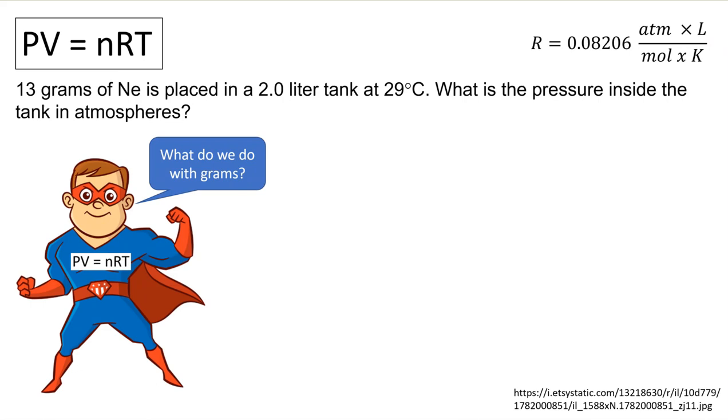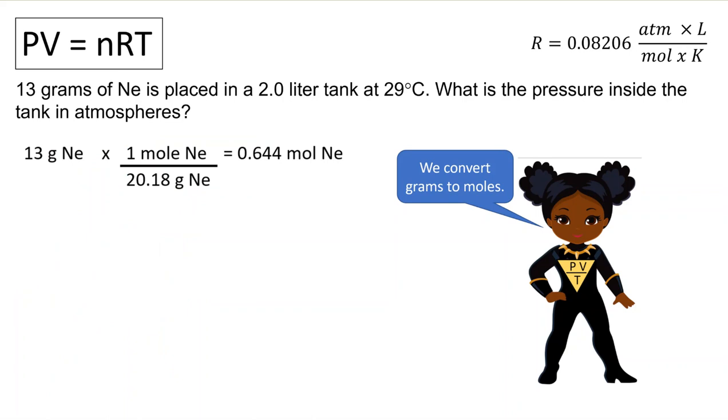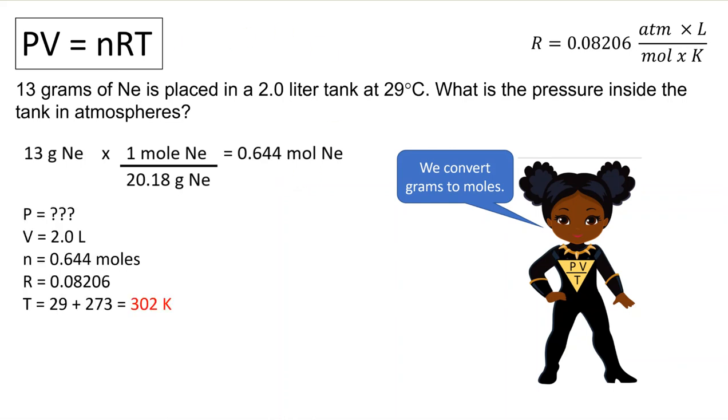What do we do with grams? We convert grams to moles. So we're going to take the 13 grams of neon and we're going to use unit cancellation, with the periodic table value, to convert to moles of neon. Now we're ready to use PV equals nRT. So we write down the variables that we know.